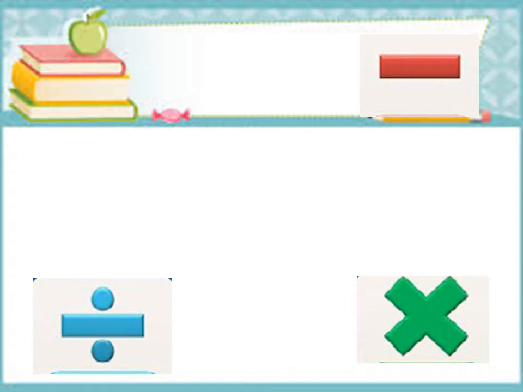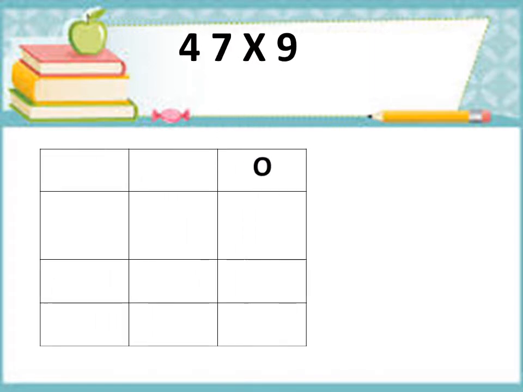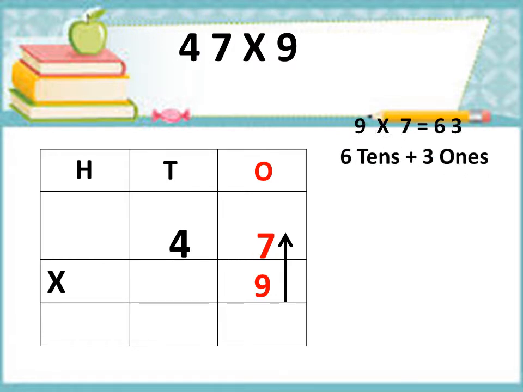Let us see the multiplication of 47 with 9. So, first write the numbers in the place value chart. Next, multiply the digit in ones place with the multiplier 9. That is 7 into 9, which gives us 63. Now, regroup 63 ones as 6 tens plus 3 ones. Carry 6 tens to the tens column and write 3 ones in the ones column.